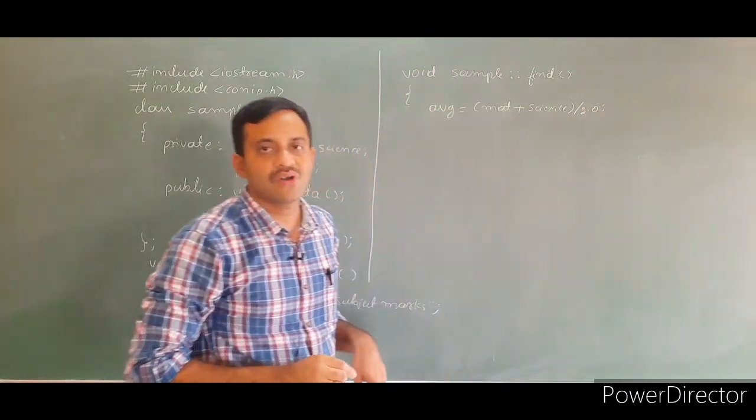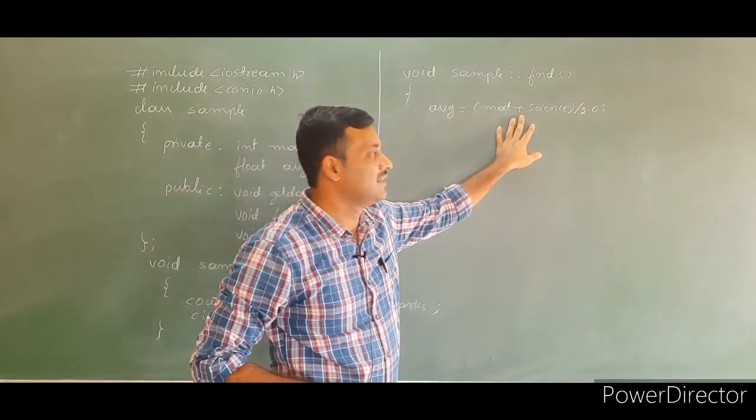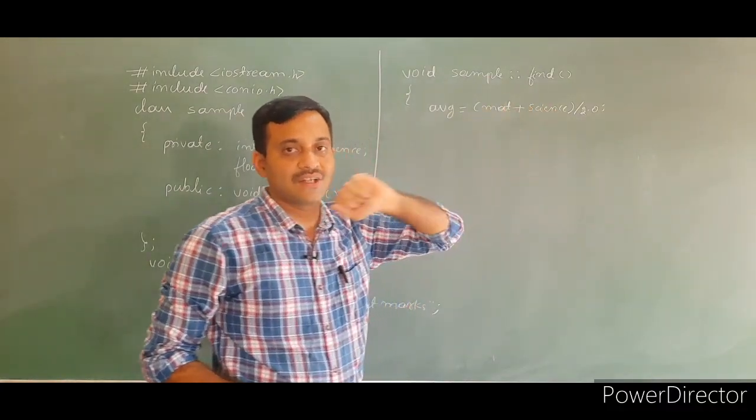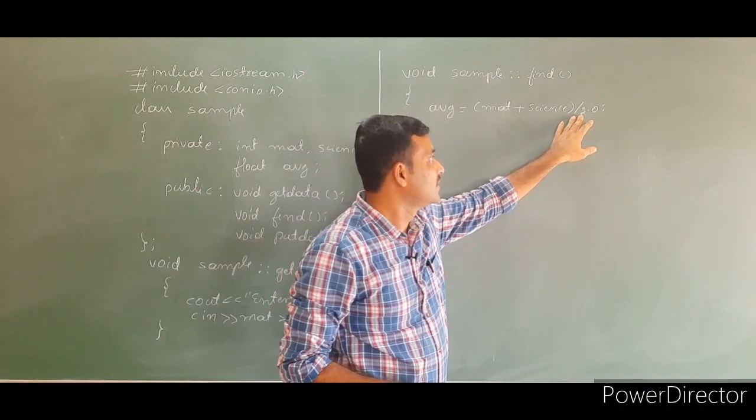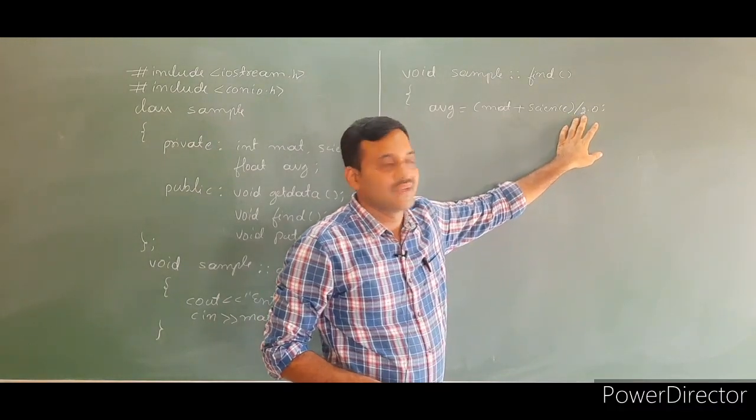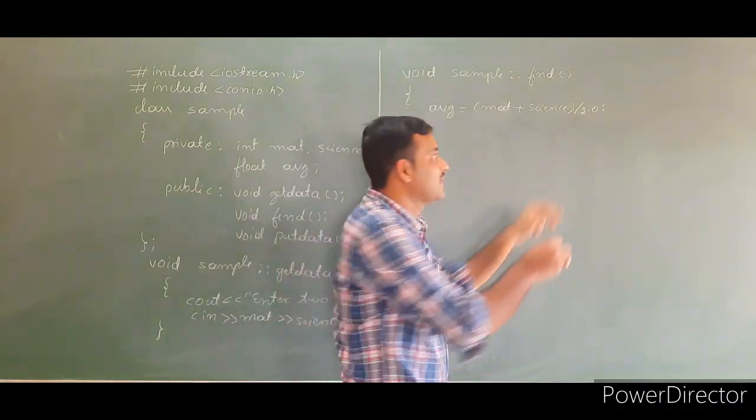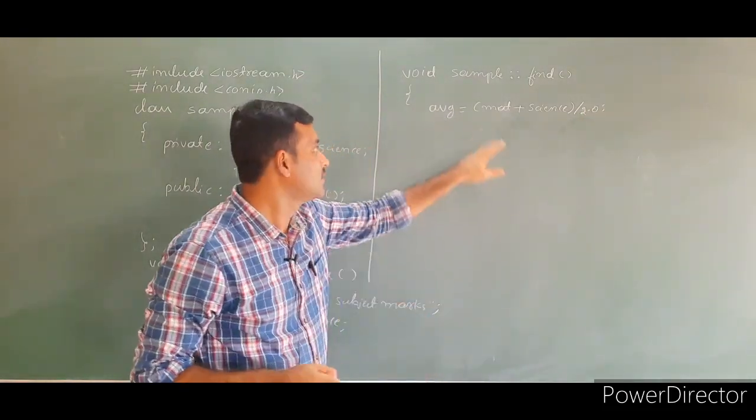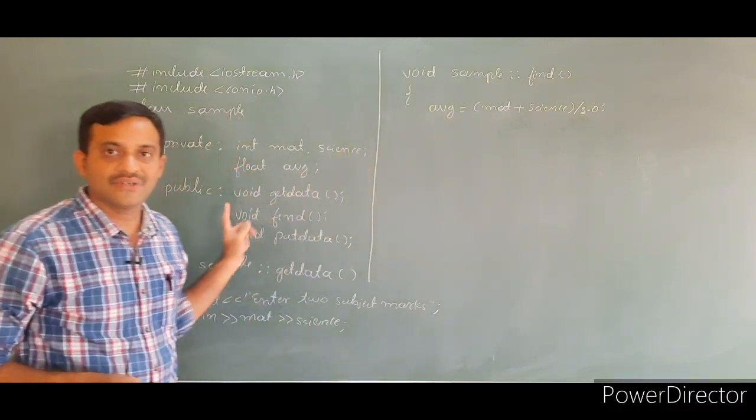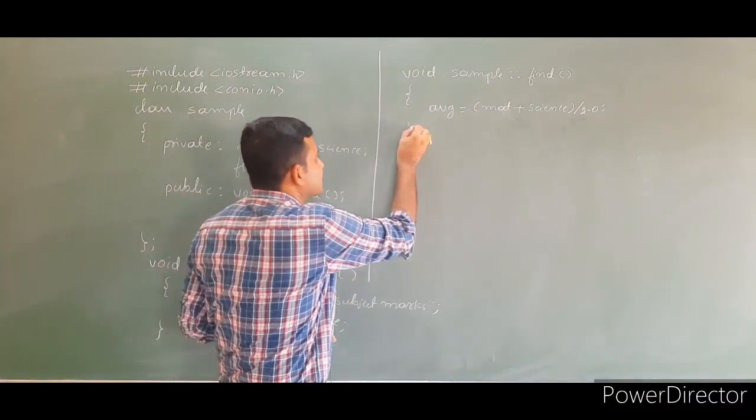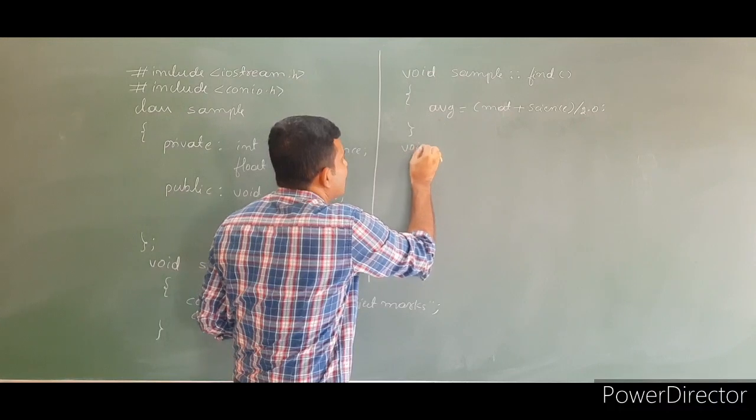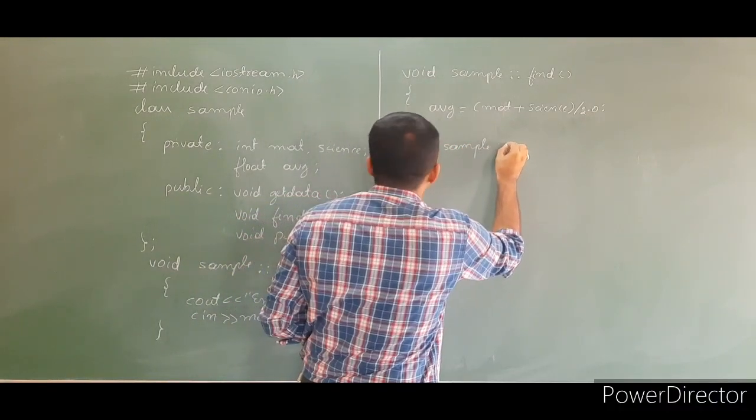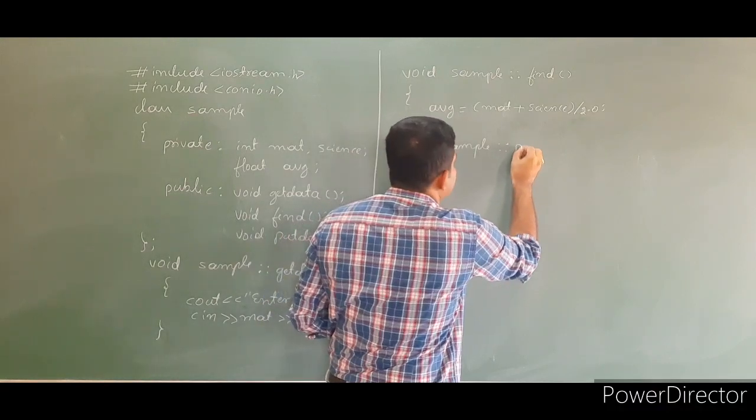Why is it 2.0? Because if we divide an integer by an integer constant, it returns an integer value, hence we change the integer to floating by writing 2.0. Then integer by float returns a floating value. The data type of the average is also float. Then close the function.